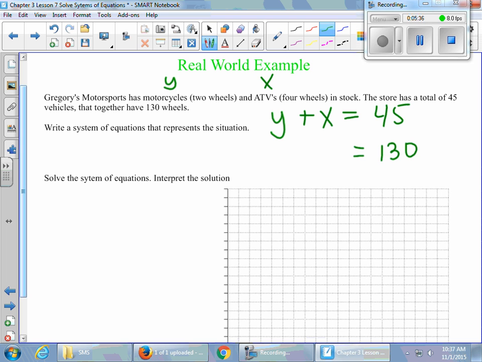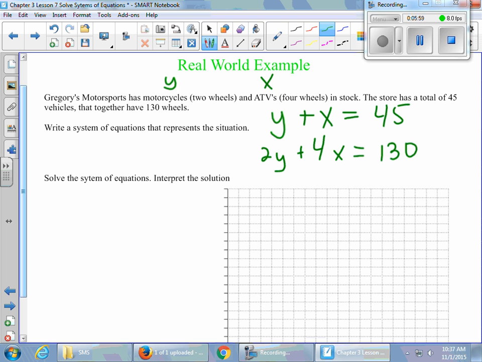We know motorcycles have 2 wheels, so for every y we have, we multiply it by 2 for our wheels. Our ATVs have 4 wheels, so every ATV we have, we multiply by 4, and that gives us all of our wheels. There are our system of equations that represent the situation. Now we have to solve it.